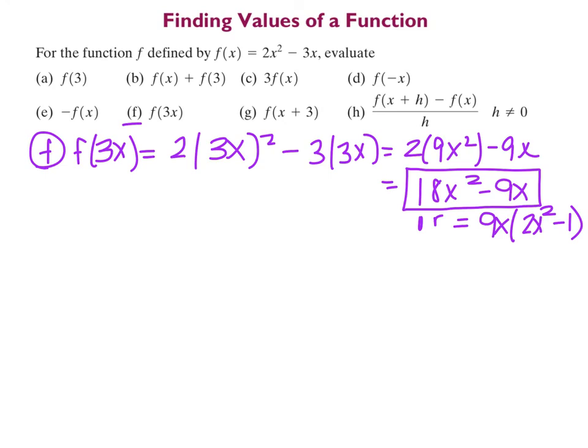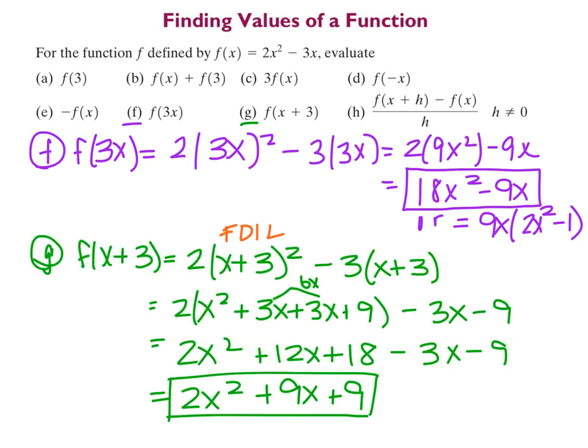Similarly to plugging in an x or a negative x, for f we plug in 3x. So wherever there's an x, that turns into 3x. So 2 times 3x all squared, so the 3x gets squared, minus 3 times 3x. So 3x squared is 9x squared, so 2 times 9x squared minus 9x. That's 18x squared minus 9x. Or if you want to be fancy and factor out a 9x, you can do that, and you're left with 2x squared minus 1. But leave the 9x on the outside.